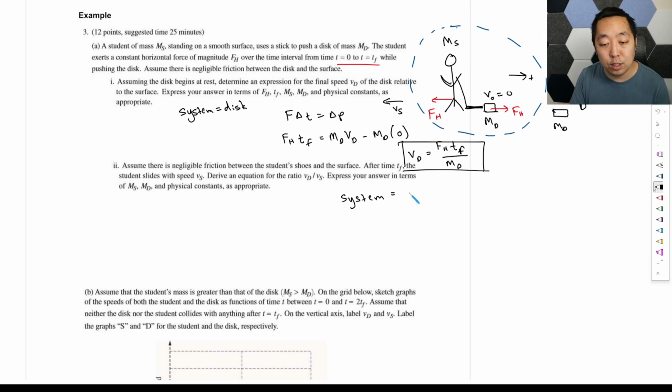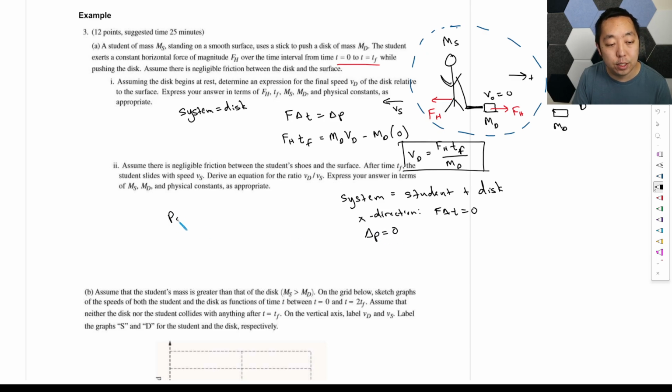So the system is going to be the student plus the disk. And then if we draw our free body diagram, we're going to notice we don't have any other horizontal forces, because we have gravity and normal force, but there's no friction. So there are no horizontal forces. Remember, momentum's a vector, so we have to think about the x and y directions separately. In the horizontal direction, the impulse is 0, which implies the overall change in momentum has to be 0.